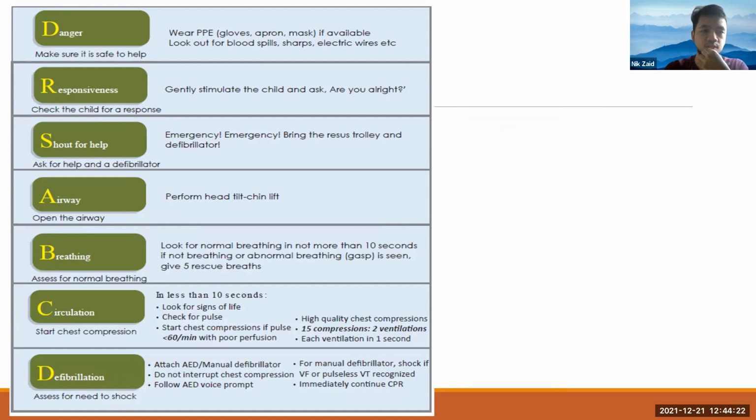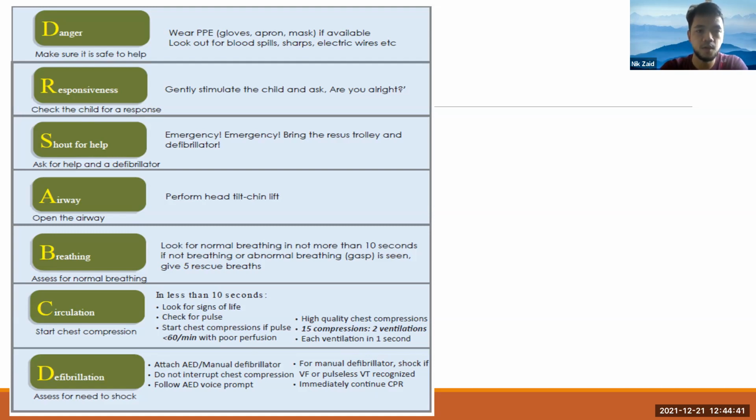Next, we shout for help. If you are alone, we can immediately start the CPR. And if there's somebody around, we point at the person to call 999 and bring the defibrillator, the AED. And then next, we will perform the airway.